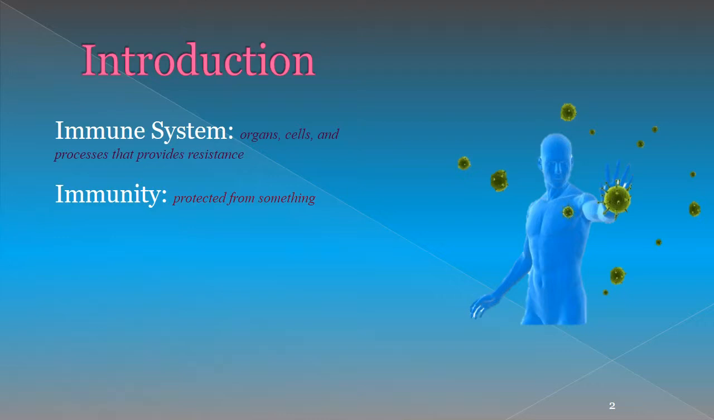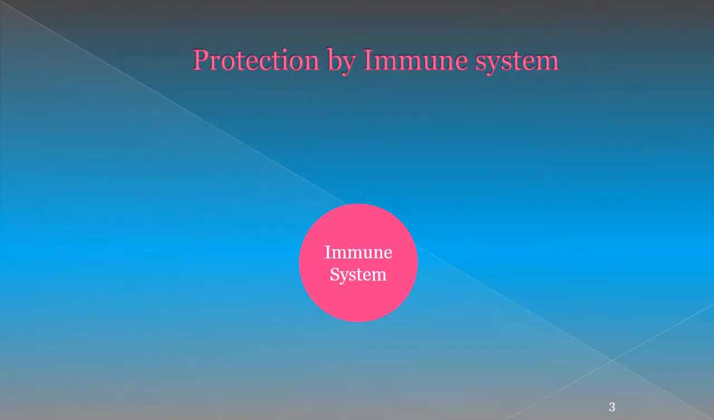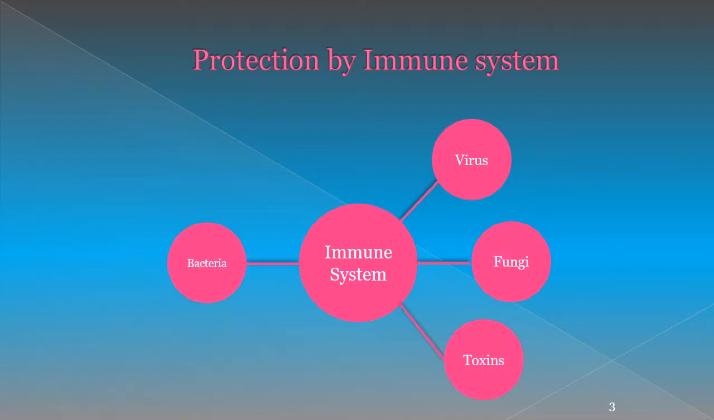If you are immune, for example, to a certain bacteria, then it means that that bacteria cannot affect you in any way. What does our immune system protect against? Here is a list of some of the things that our immune system protects our body from. These include viruses, fungi, toxins, bacteria, parasites, and pollutants.